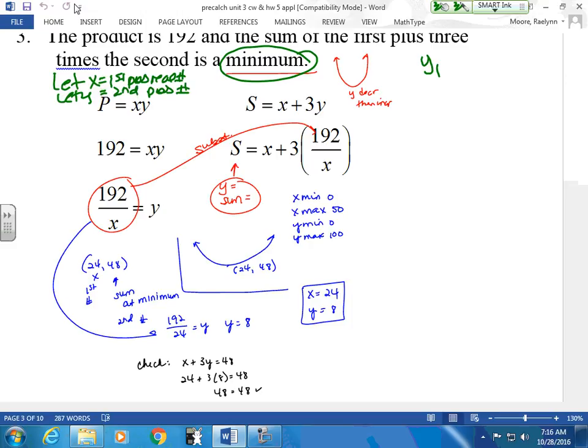Okay. So this time around, we have a statement that says the product of these two numbers, x and y, is 192. So we write the product, x times y, as 192. And the sum of the first one, x, plus 3 times the second, is the minimum. This is what's going into your y1. The sum of the first plus 3 times the second.